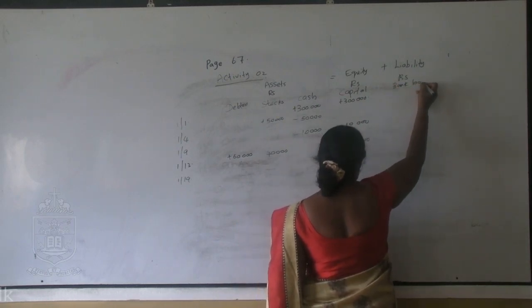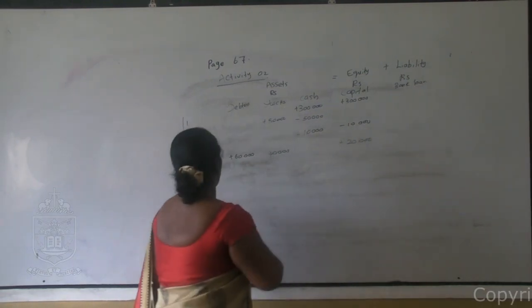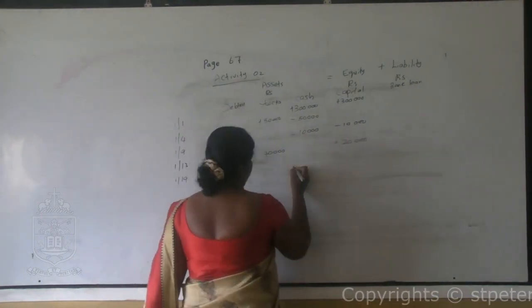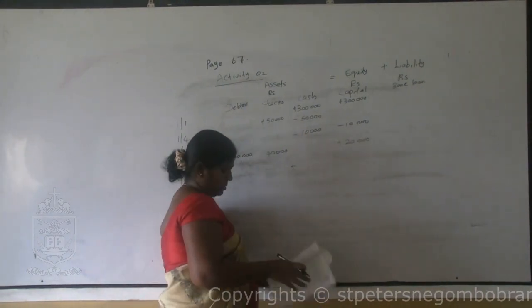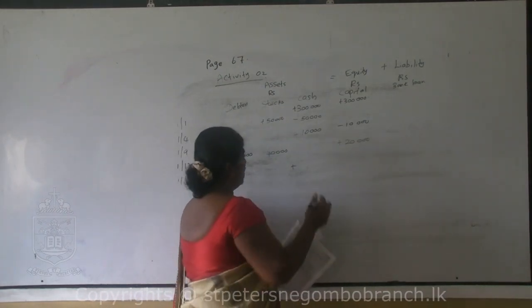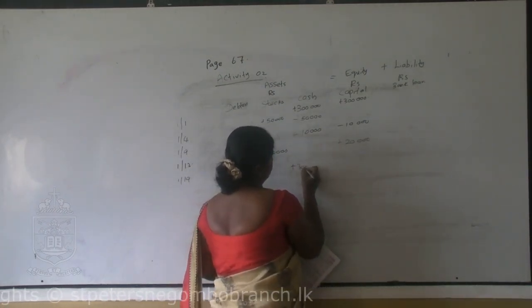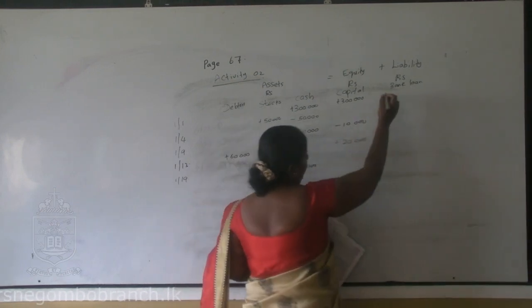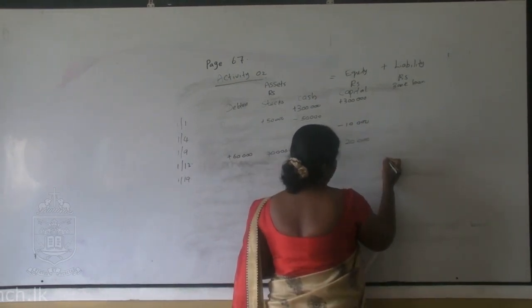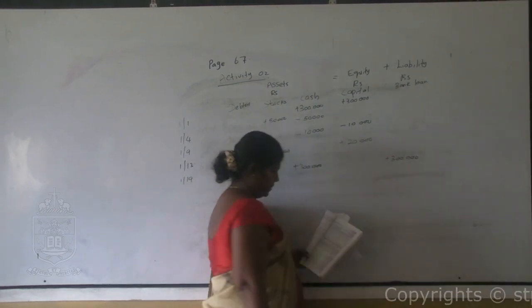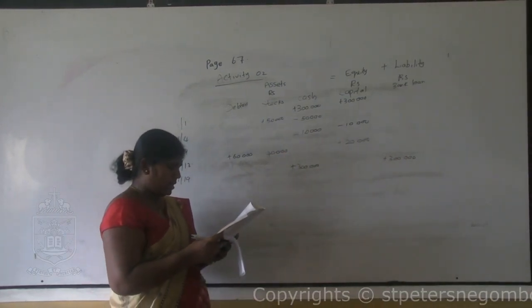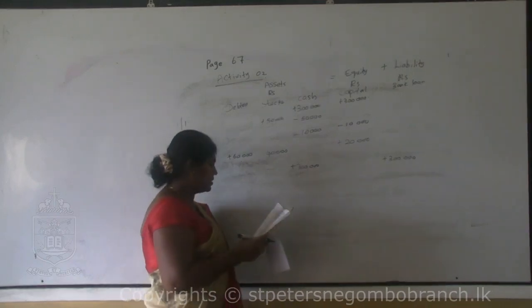Bank loan. So 19th of January, cash increase 300,000 and bank loan liability increase 300,000. Next date, 21st of January.